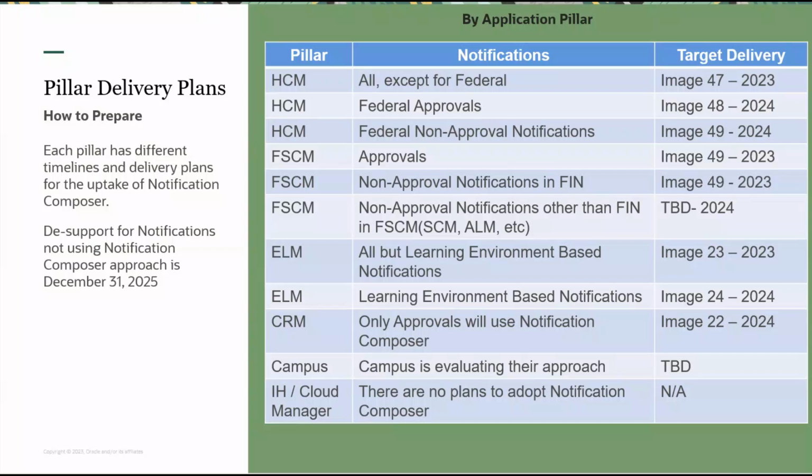In FSCM, and we have a couple of individuals online in case there's questions around financials, financials started with approvals, and they did that in 49. Also in 49, non-approval related notifications like trigger business event, and financials only. And then in the other areas of financials like supply chain, ALM, et cetera, they're still in the planning phases and will be done throughout 2024.